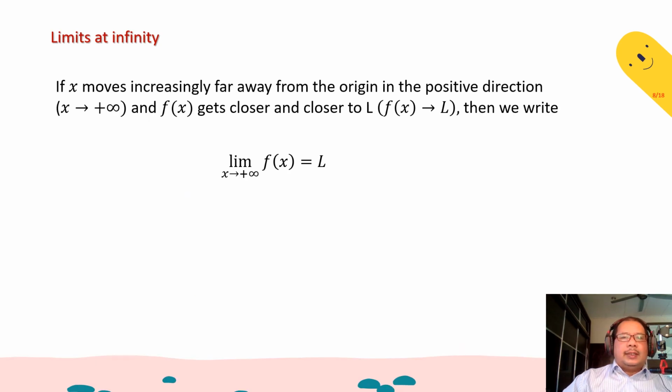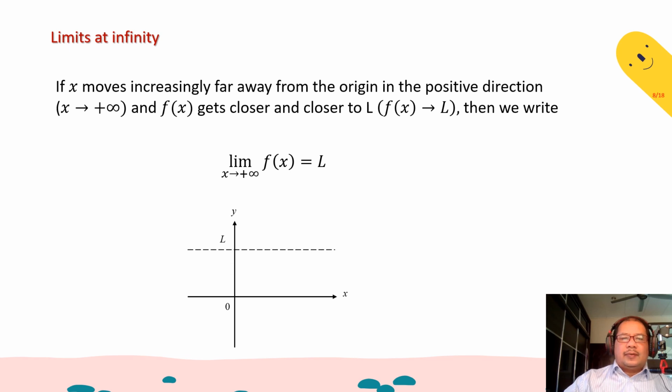Okay, now we enter the subtopic limit at infinity. If x moves increasingly far away from the origin in the positive direction, x approaches positive infinity, and f(x) gets closer and closer to L. We write f(x) approaches L. Then we write the limit as x approaches positive infinity of f(x) equal to L.